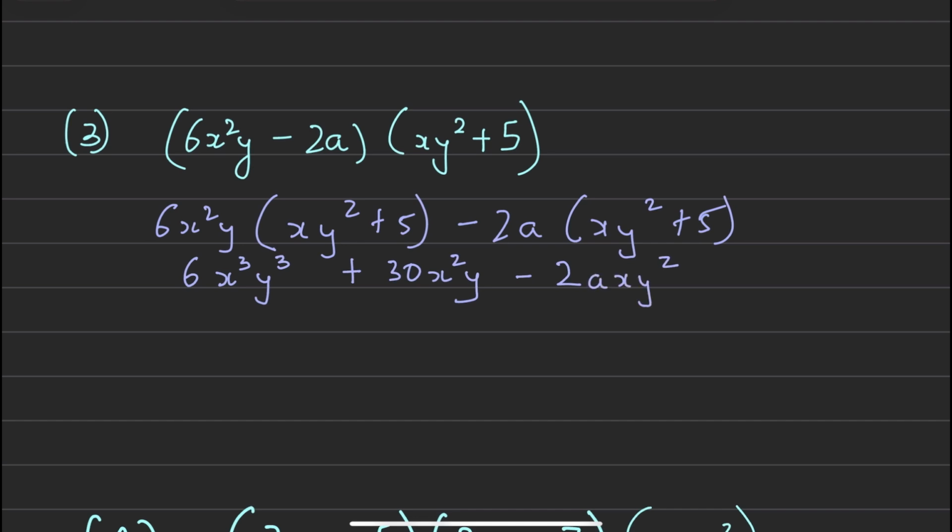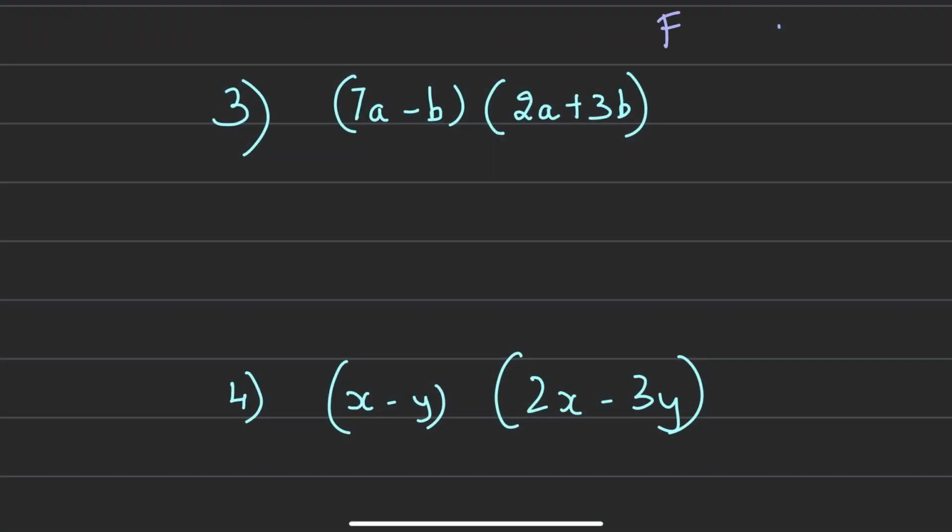2axy square minus 10a. Now, are there any like terms over here? X cube, y cube, x square y, x y square? No. So you leave the answer as it is. This is your final answer. Nothing can be added or subtracted because all are unlike terms.